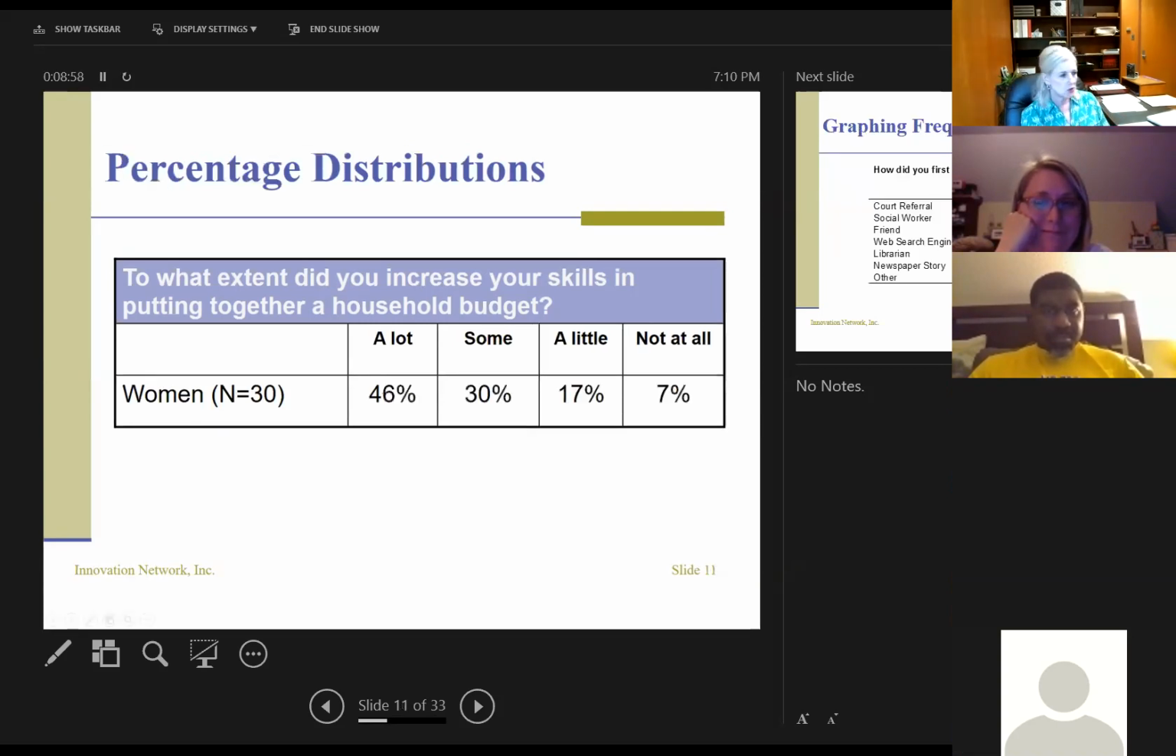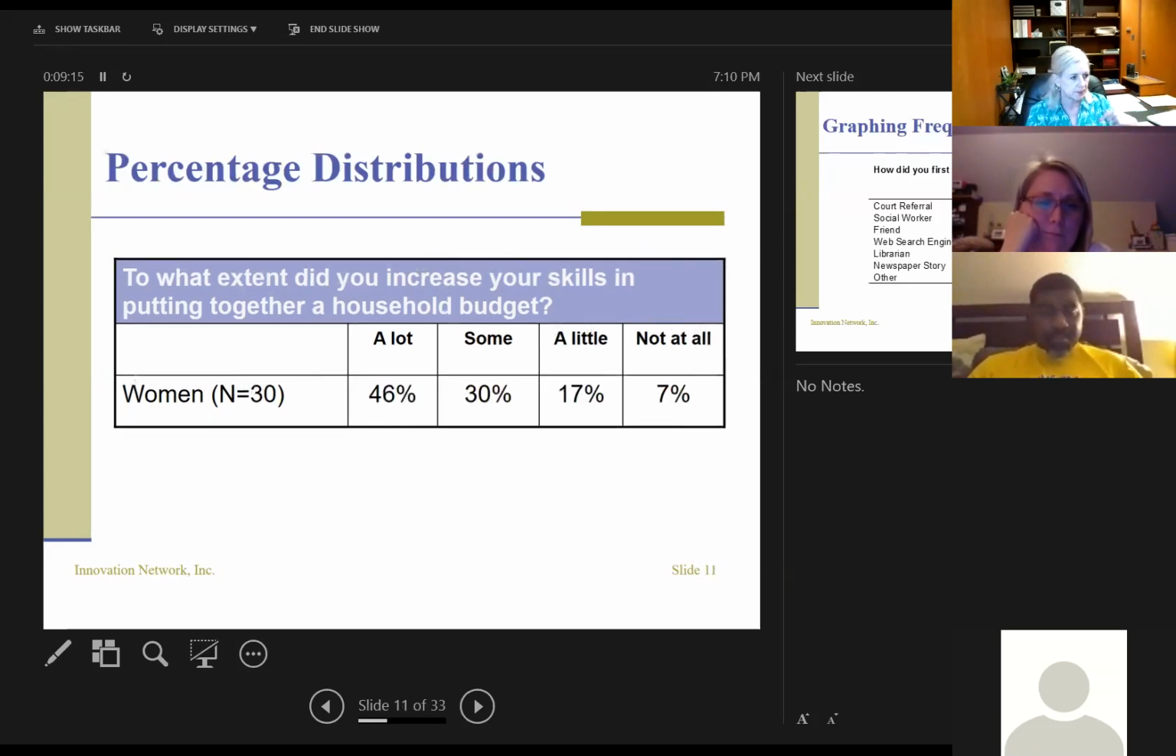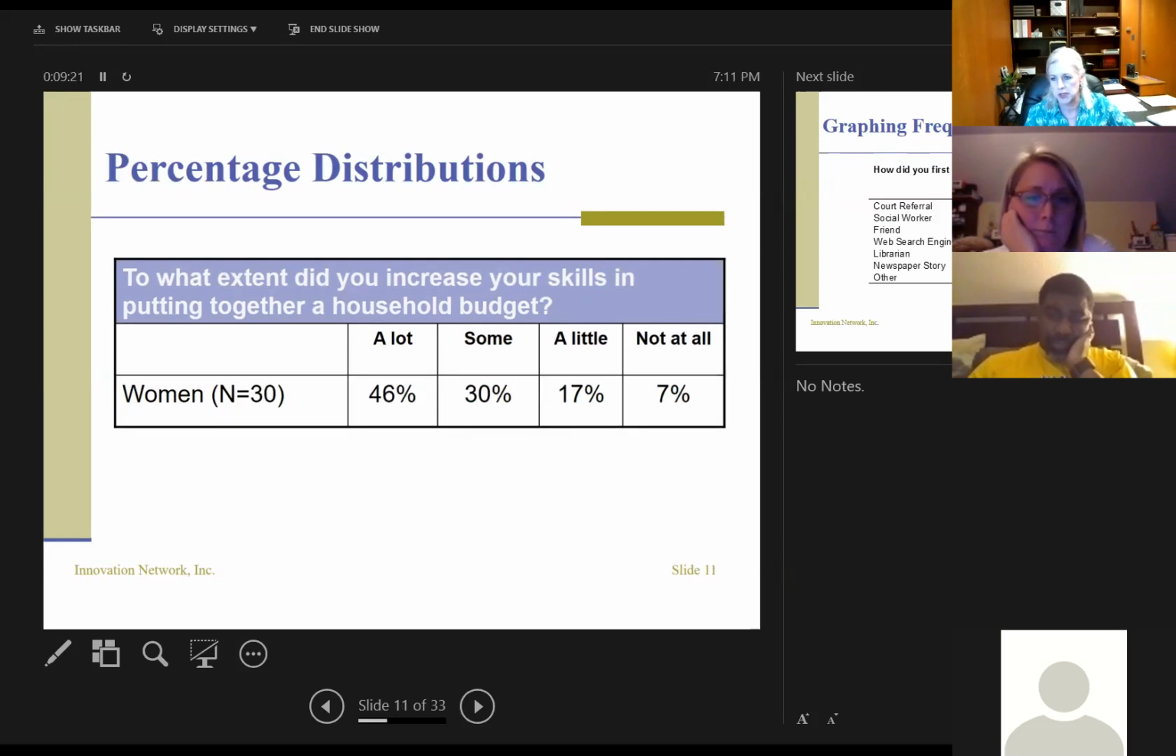Okay, percentage distributions. Same idea, same question, but we converted those numbers, which were the frequency, into percentages. So all we did was take those numbers. We took 14 and divided it by 30, and you'll notice that was 46%. We took 9, divided it by 30, and put it into a percentage distribution, which is 30%. Simple math, real easy, okay?